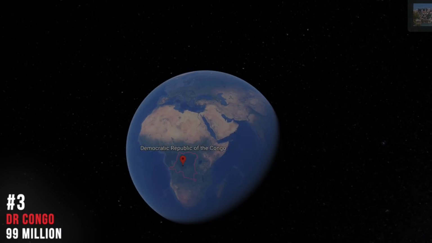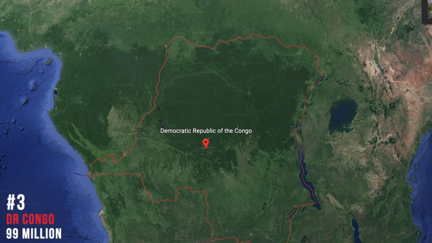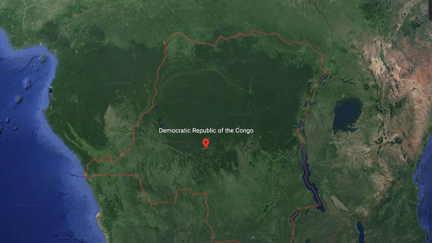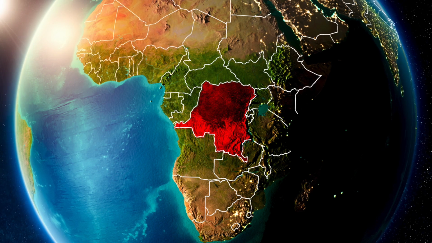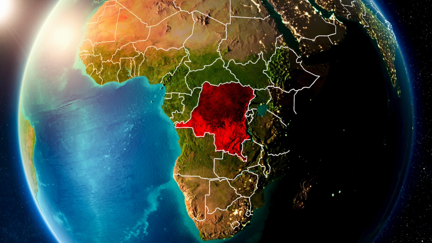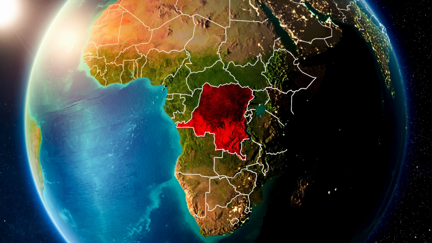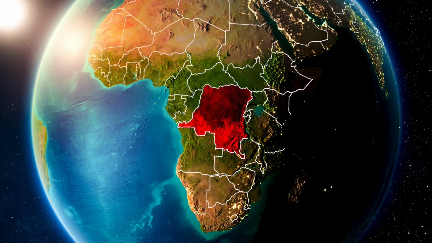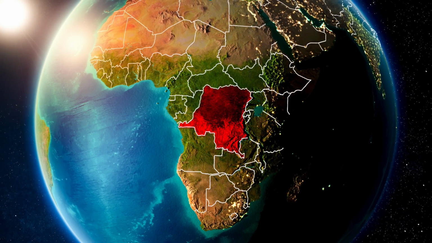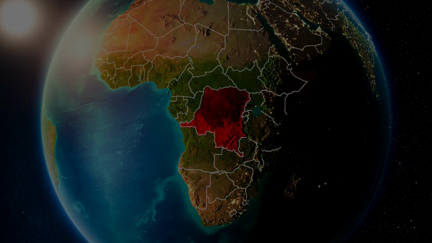Number 3. The Democratic Republic of Congo, 99 million. The 4th most populated country in Africa and the 16th most populated country in the world. The DR Congo is a country that many people would be surprised if you told them just how big and populated it is. It is a country of around 99 million people and spans a distance of around 2.3 million kilometers squared, making it the 11th largest country on Earth.